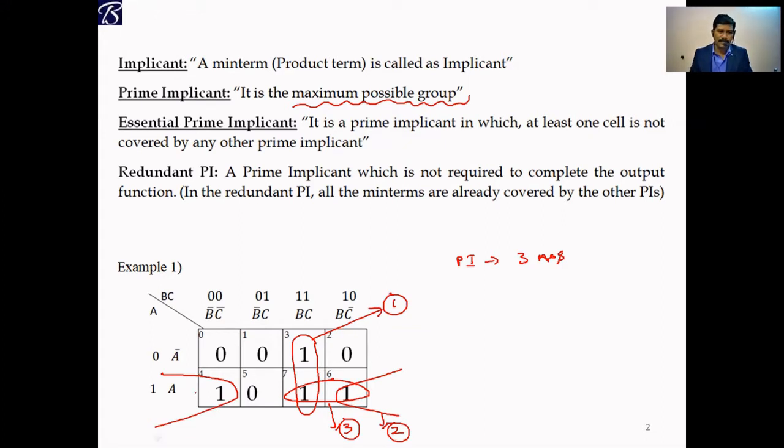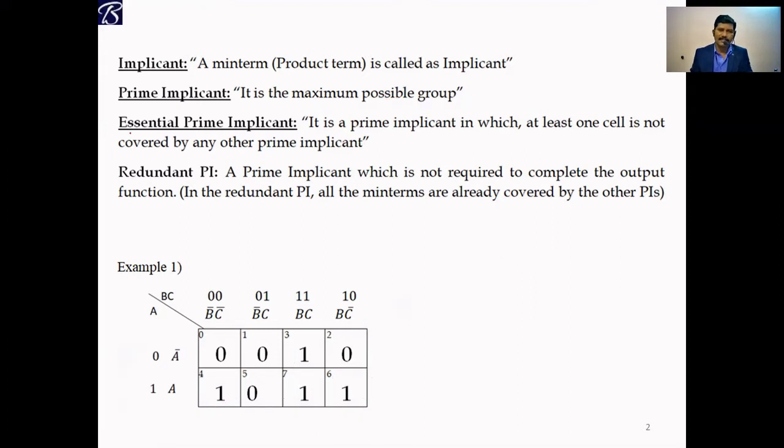Now let us go to what is an essential prime implicant. An essential prime implicant is a prime implicant in which at least one cell is not covered by any other prime implicant. We can also say it another way: for a given cell to group, there should be only one possibility. No other possibility will be there. That is nothing but an essential prime implicant.